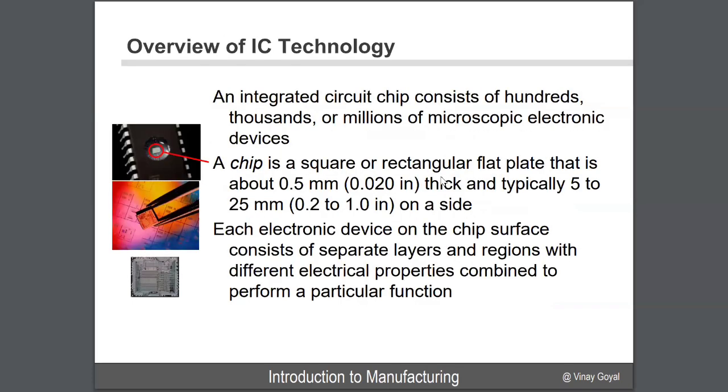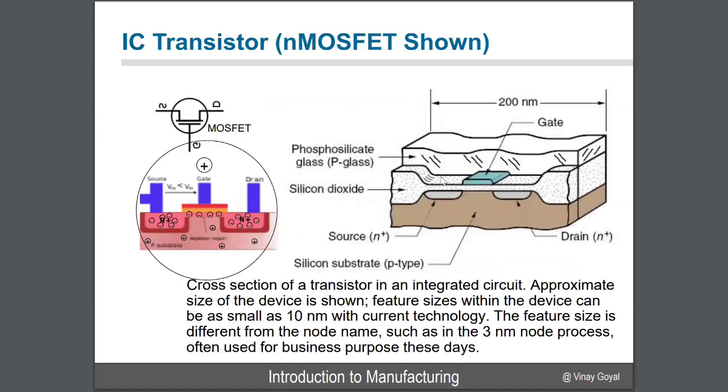We talked about a chip, which is what we're talking about here. This chip can consist of hundreds of thousands of microscopic electronic devices, and they have a particular dimension of no more than an inch on a side, but very thin. We talked about these chips having separate layers of material with different electrical properties that, when they're interconnected, can perform a particular function.